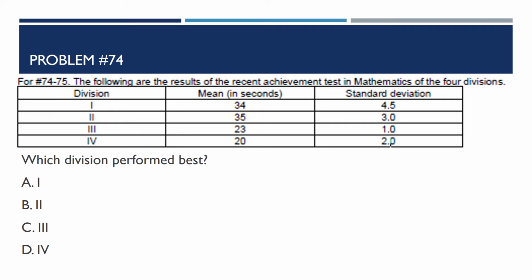Here's the question for 74. Which division performed best? The answer is B, division 2. Why B? When you want to know who performed best, meaning who got the best score, you look at the mean, not the standard deviation. The mean score for division 2 is 35, and it is the biggest. That's why they performed best.